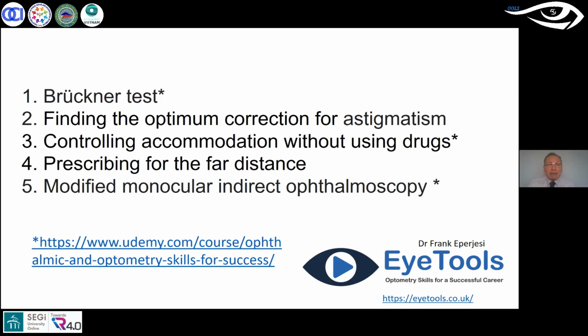But before I go into the first one, the Bruckner test, I think we're going to run another poll to get some information about the age of children that you are licensed to examine. So there's the poll. If you can answer, what is the youngest age of children you are allowed to examine? I'm aware that in some countries there are restrictions as to the age. I do quite a lot of work in the Middle East as well, and I think they can only see children who are older than 8.